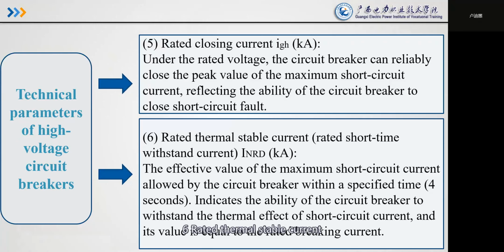6. Rated terminal stable current. Rated short time withstand current. The effective value of the maximum short circuit current allowed by the circuit breakers within the specific time, 4 seconds, indicates the ability of the circuit breakers to withstand the thermal effect of short circuit current, and its value is equal to the rated breaking current.